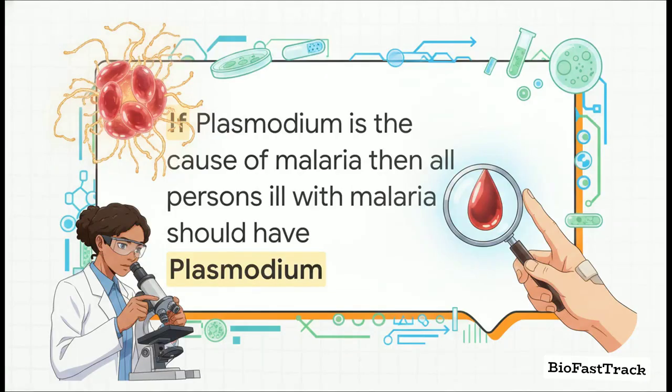Right. But an educated guess just isn't enough on its own. You have to translate that guess into something you can actually test in the real world. This historical quote brilliantly illustrates how we do that through deductions. Lab scientists turn a vague hypothesis into a strict if-then logical statement. Take the historical search for the cause of malaria. The deduction was, if Plasmodium is the cause of malaria, then all persons ill with malaria should have Plasmodium in their blood. Boom. That gives you a definitive, testable target.